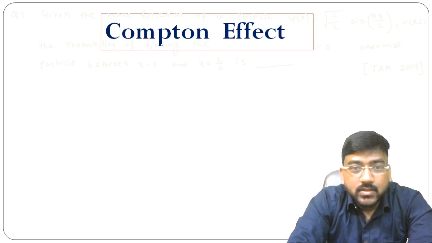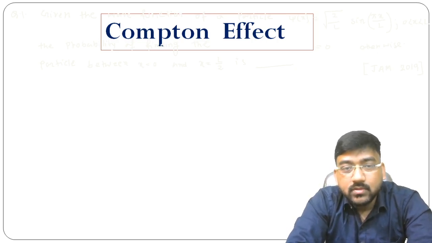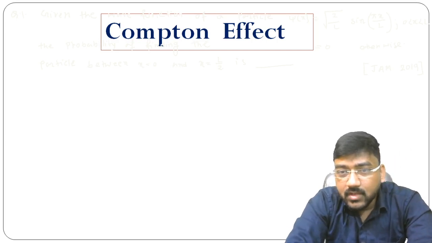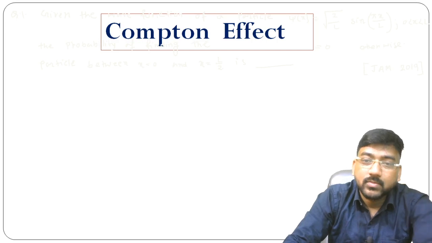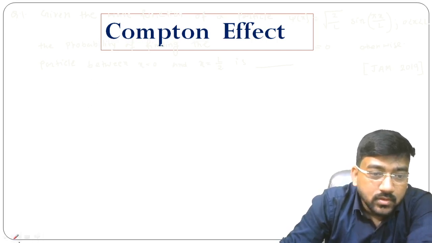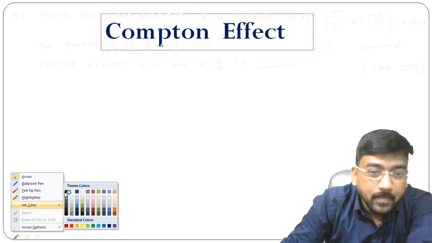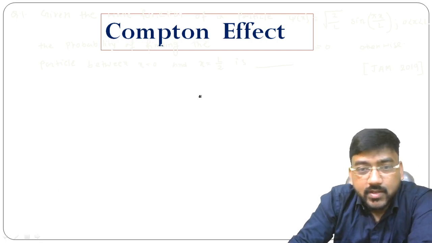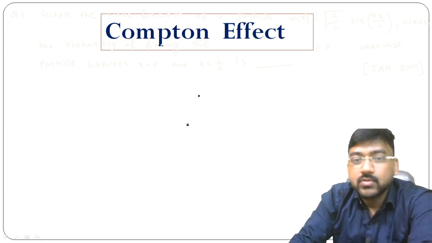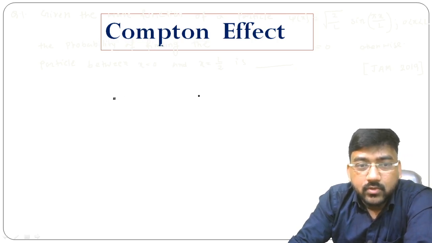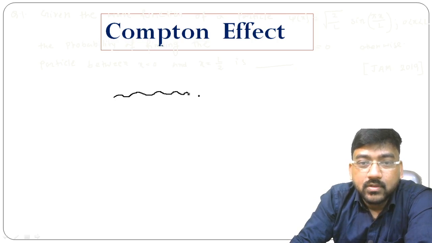So first let us see what Compton observed in this experiment. So what is the experiment? Suppose here is an electron, which is initially taken at rest. A wave of X-ray photon is incident on this electron.